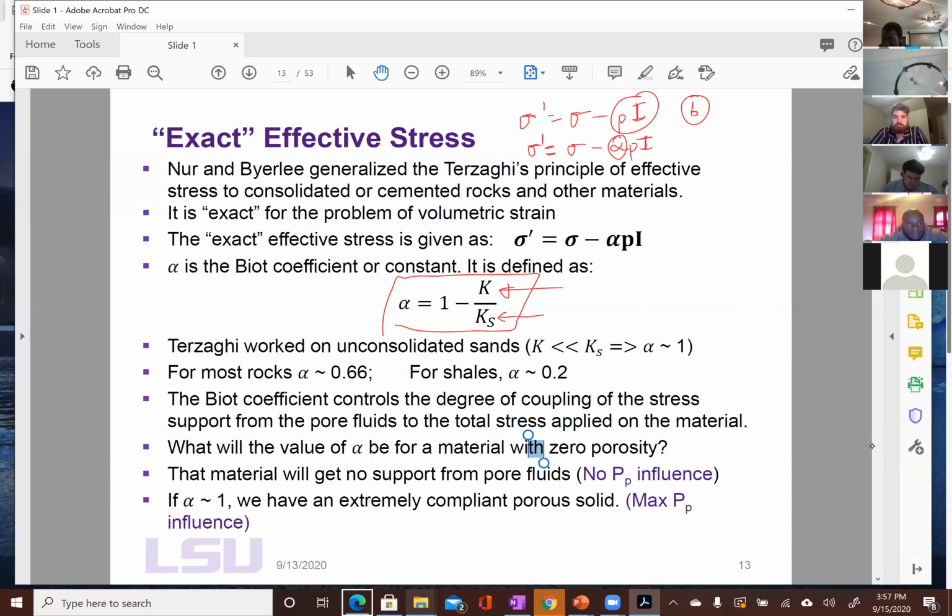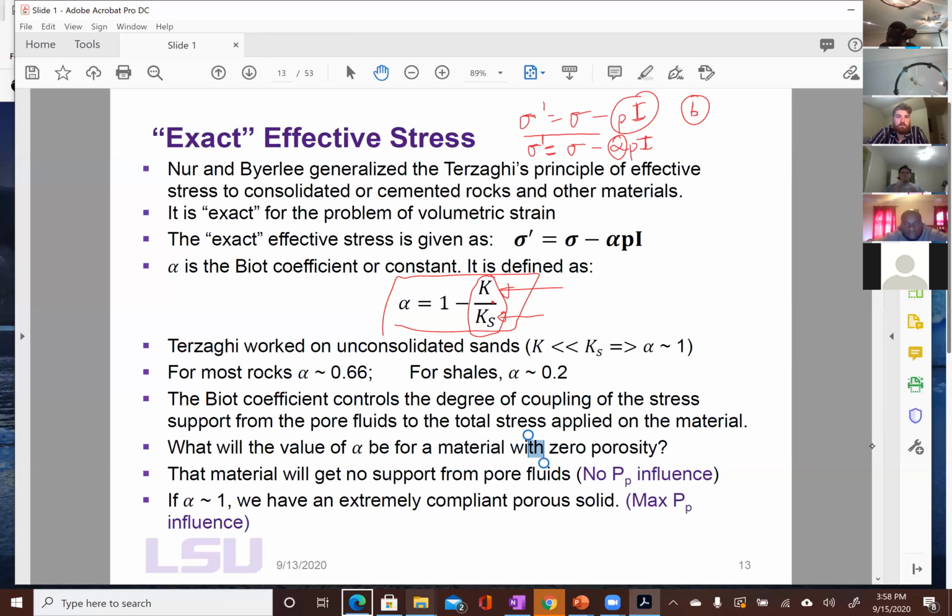How about this one? The bulk modulus of the actual grain, right? I already established that the porous medium, the skeleton, is different from the sand grain. So which one do you think will be higher? The one for the sand or the one for the skeleton? The sand grain will be higher. And so this ratio will be less than 1. And you're taking that number out of 1. And that makes the Biot coefficient less than 1.